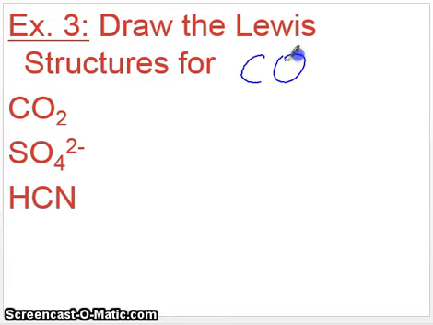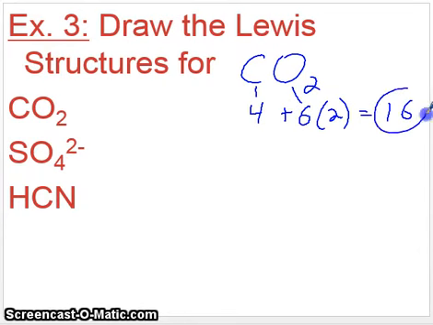For CO2, carbon dioxide, the first rule is go ahead and total the number of valence electrons. From carbon come 4. From each oxygen comes 6. We have 2 of those, so 6 times 2 is 12. We got 16 total. We'll distribute 16 electrons around the whole molecule. The next step is arranging them. So we'll put carbon in the middle.